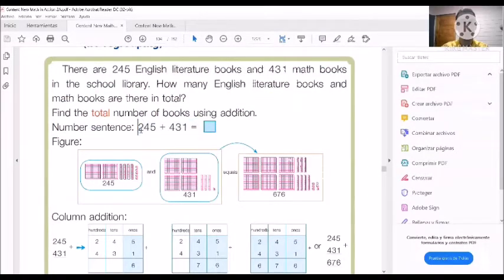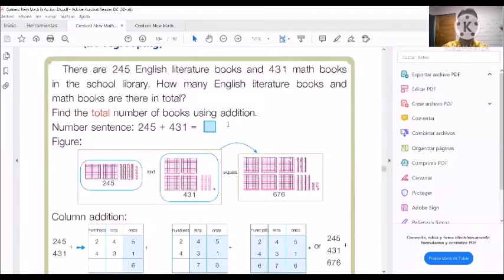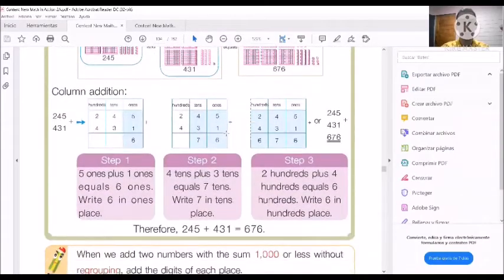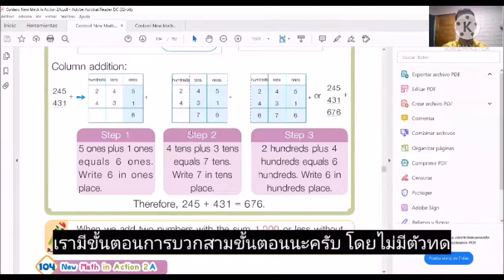Can you read with me, please? 245 plus 431 equals... Okay, this is a number sentence, so we still don't know how to do this addition. I want you to look at this example. Okay, here we have 3 steps for an addition.